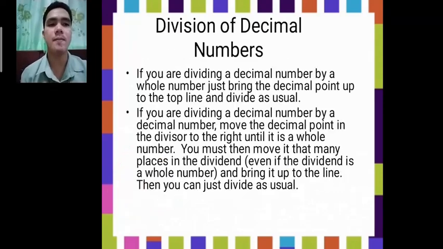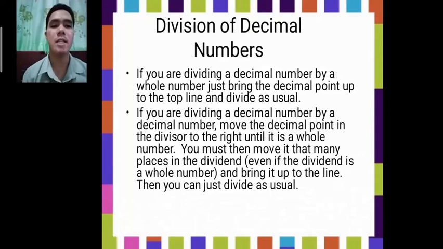Now let's have division. In division of decimal numbers, if you are dividing a decimal number by a whole number, just bring the decimal point up to the top line and divide as usual. But if you are dividing a decimal number by a decimal number, move the decimal point in the divisor to the right until it is a whole number. You must then move it that many places in the dividend, even if the dividend is a whole number, and bring it up to the line, then you can just divide as usual.